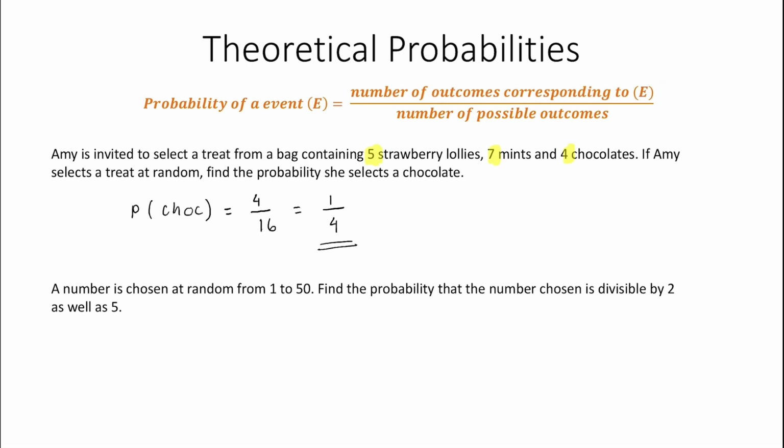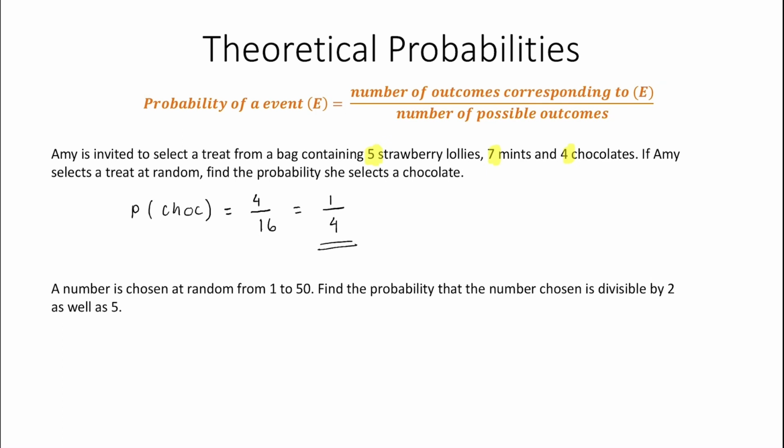The next question here is a bit different. A number is chosen at random from 1 to 50. Find the probability that the number chosen is divisible by 2 as well as 5. So I'm going to start by trying to work out the number of outcomes corresponding to this event. So what numbers are divisible by 5 as well as 2?